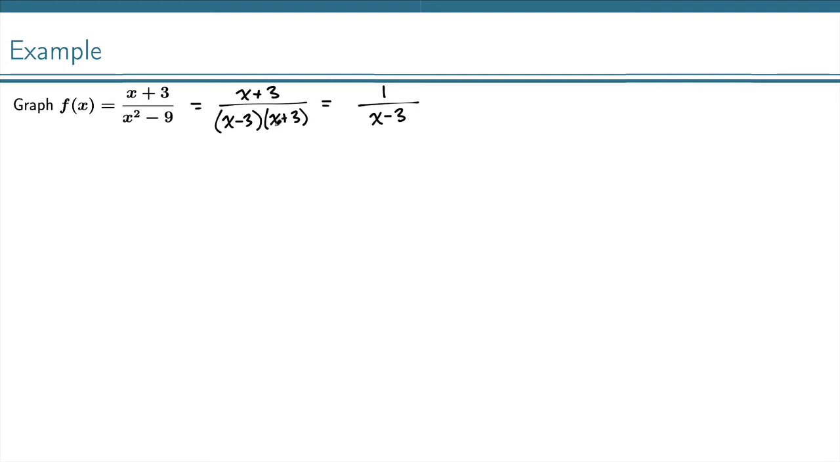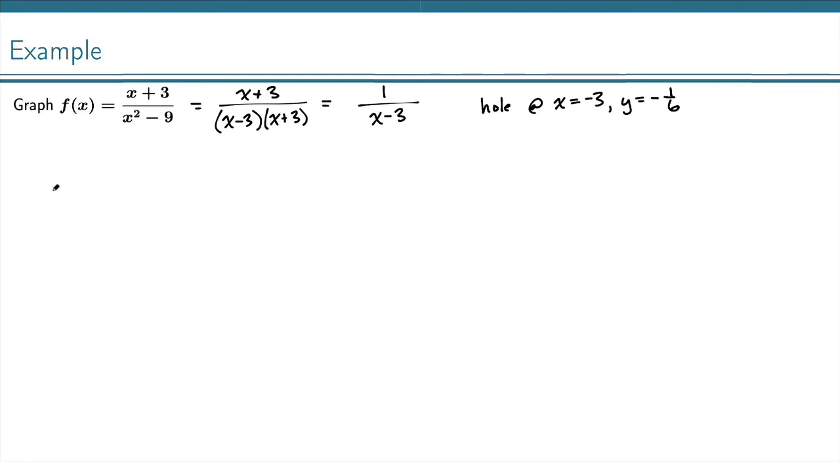Now, because the x plus 3 disappeared from our denominator, that means we have a hole when that is equal to 0. So we have a hole at x equals negative 3, since x plus 3 is 0 when x is negative 3. And the y coordinate we get by simply plugging that x value into this reduced form. So 1 over negative 3 minus 3 is negative 1/6. So this is the location of a hole in our graph.